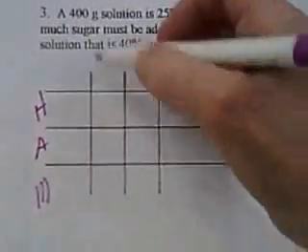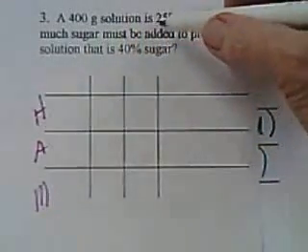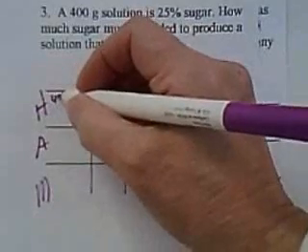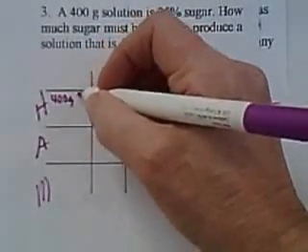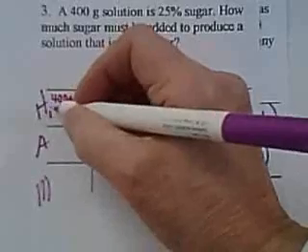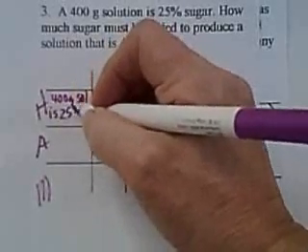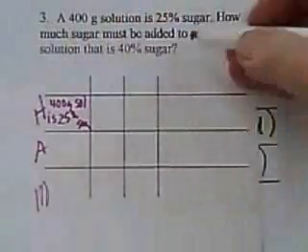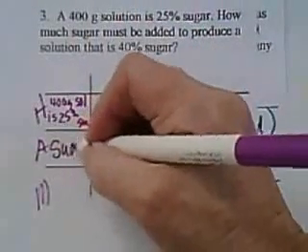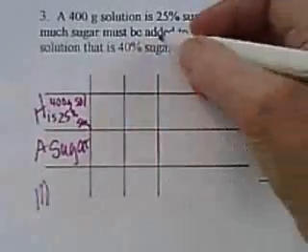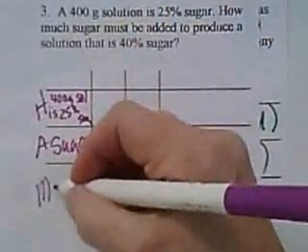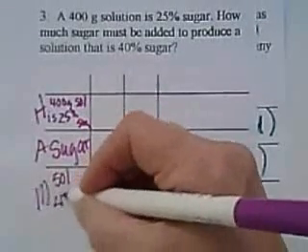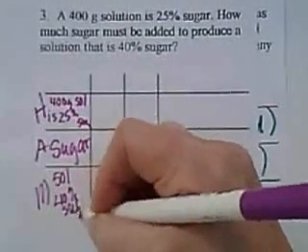And let's see, it says a 400 gram solution is 25% sugar, so that's what we have. So you just make all those notes. 400 gram solution is 25% sugar. What are we going to add? Let's see, how much sugar must be added? So we're going to add sugar. And we're going to produce a solution in the mix. It's going to be a solution that has 40% sugar.